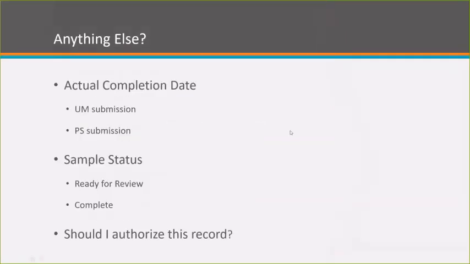So once you've created your sample record, you've completed all the information on the basic sample data tab, the contract tab, and the test tab, what else do you need to know? When you return back to your test tab, you'll want to give us the actual completion date on the Universal Materials Submission template and the producer-supplier submission.